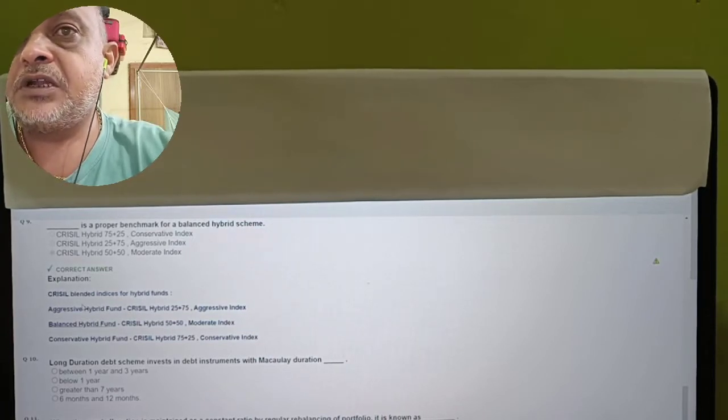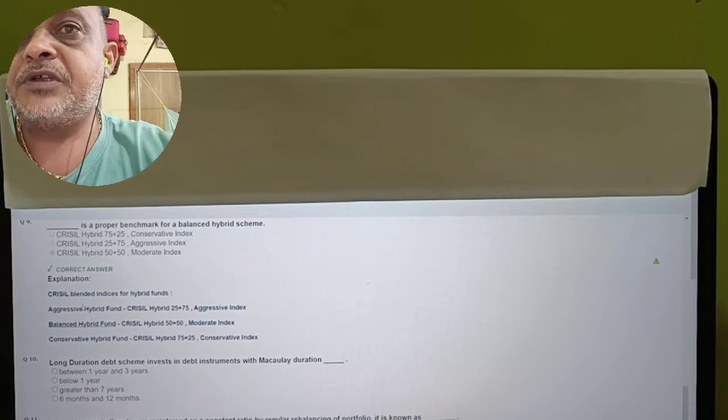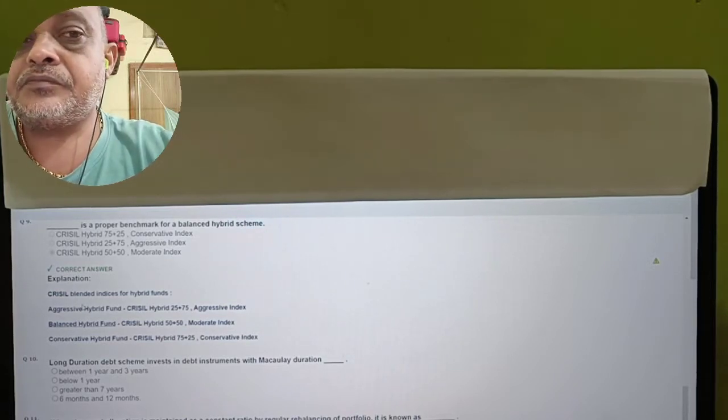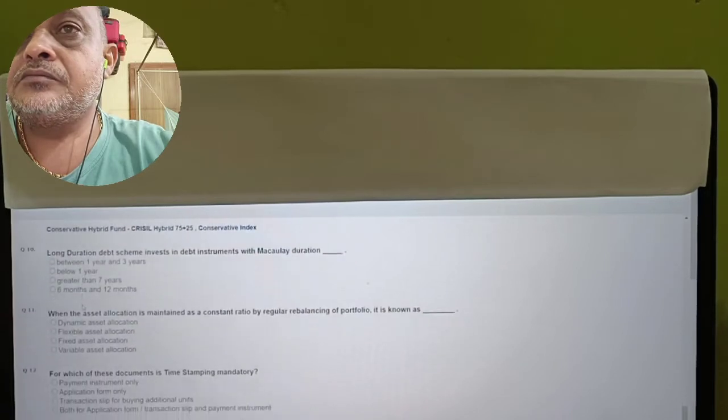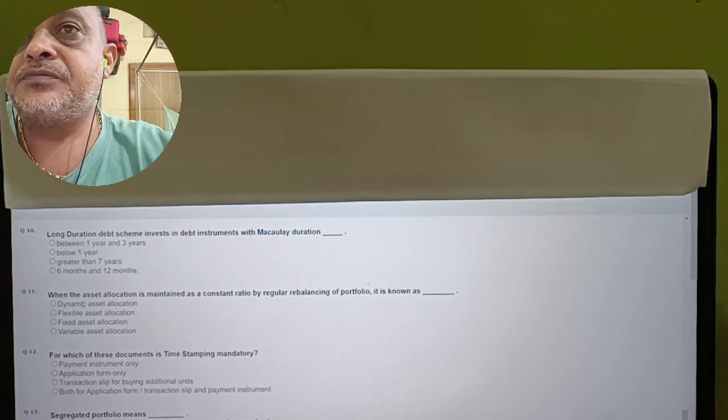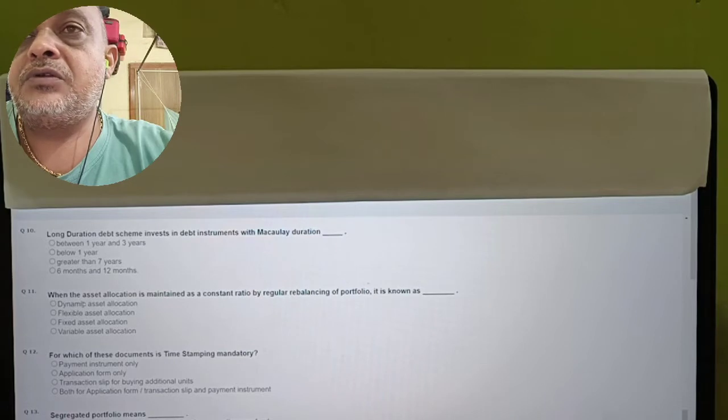Conservative hybrid fund, Crystal hybrid 75+25 is conservative index. Long duration debt scheme: invest in debt instruments with maximum duration of 1 to 3 years, 1 year, 7 years, 6 to 12 months, which is greater than 7 years.